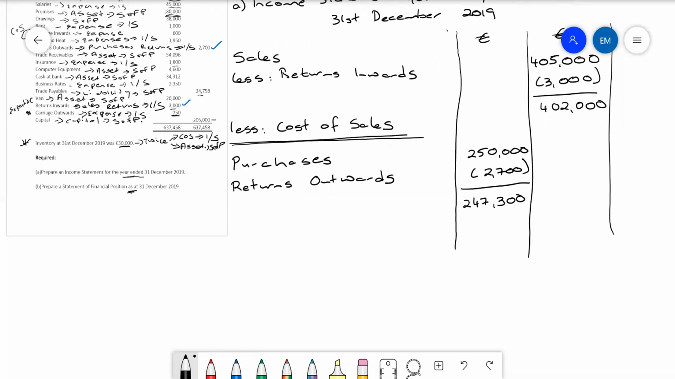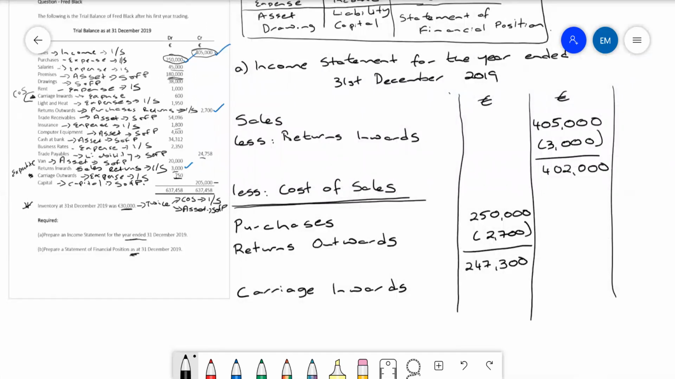The next element of the cost of sales figure is our carriage inwards. So we have to add in our carriage inwards figure. So carriage in goes into the cost of sales calculation, and carriage out goes in under the expenditure section. So we've carriage inwards, and that is €600. Put that in blue.